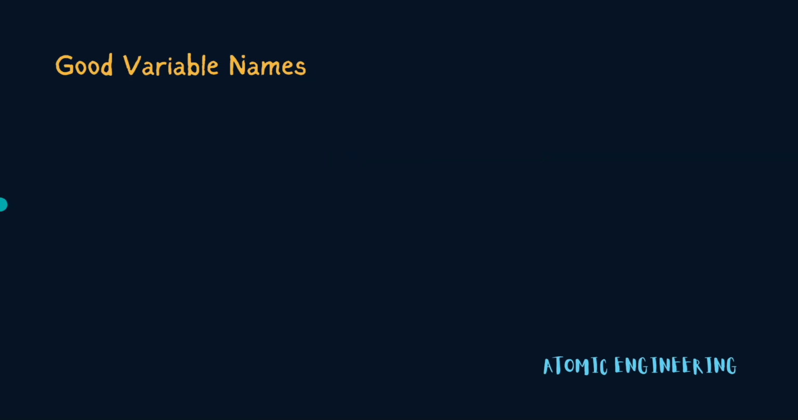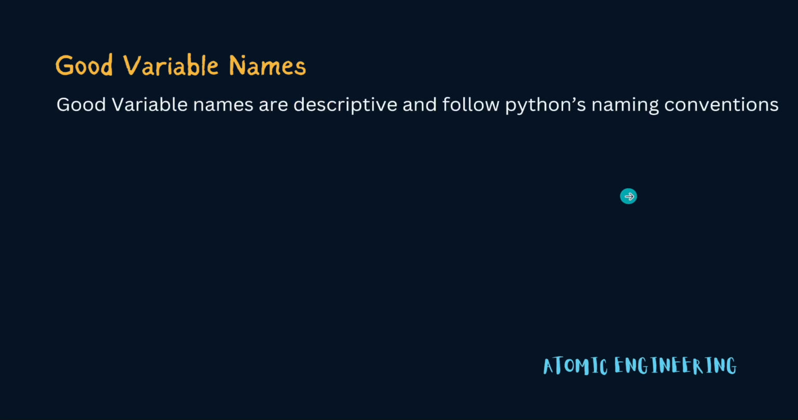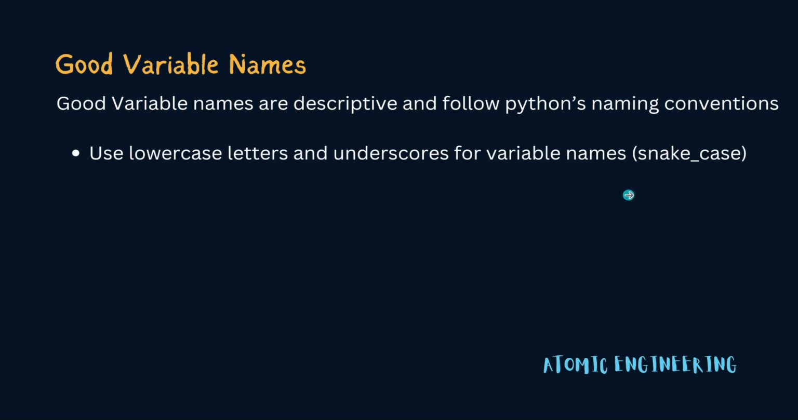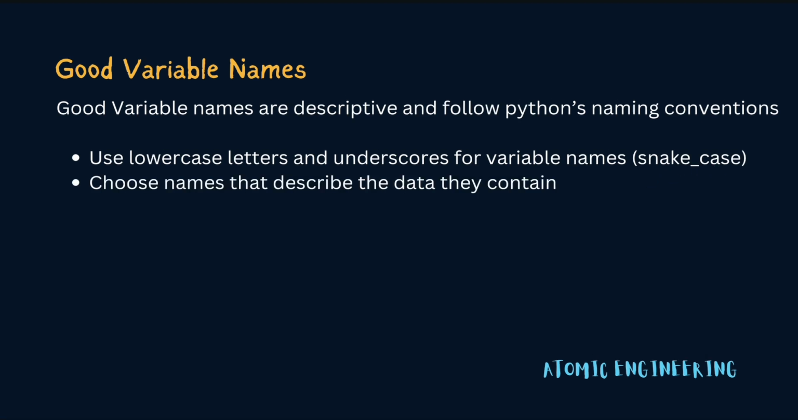For good variable names, you can select names that are descriptive and follow Python's naming conventions. It's always advised to use lowercase letters and underscores for creating variable names, like snake case. So lowercase letters separated by underscores is called snake case. Always choose names that describe the data that they contain.